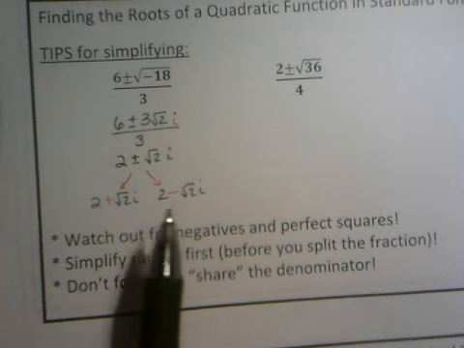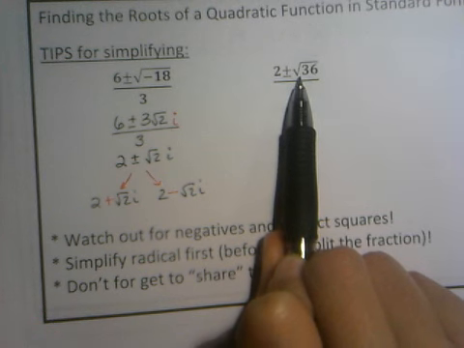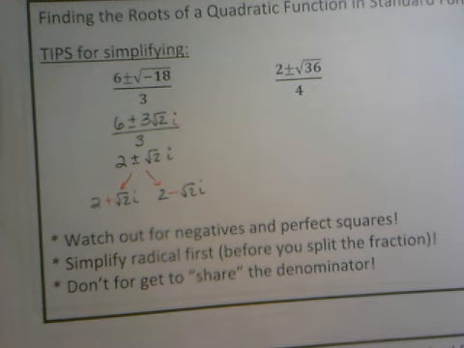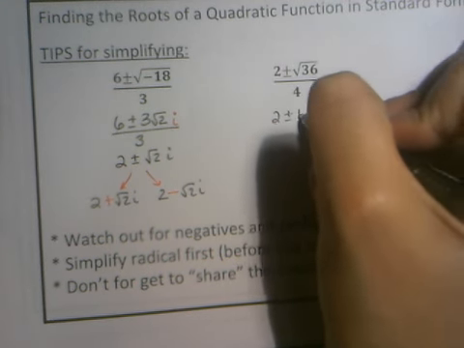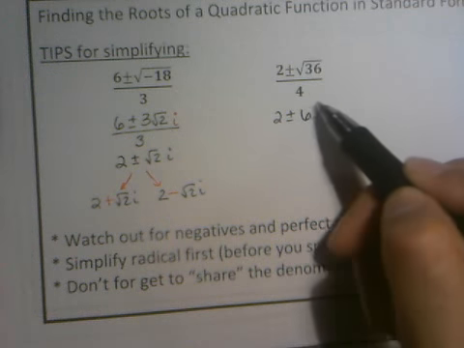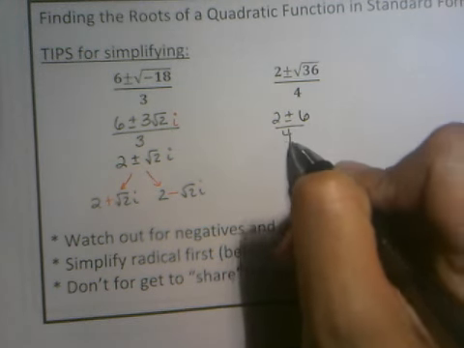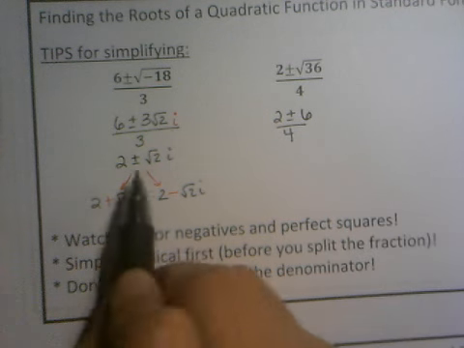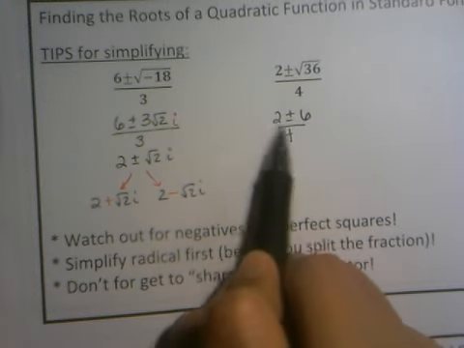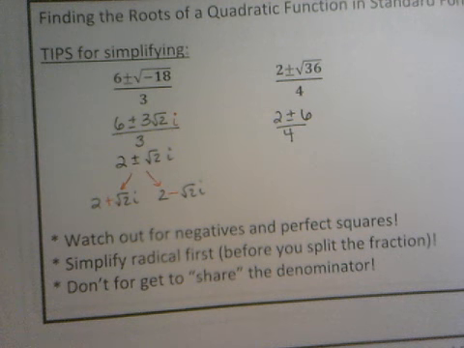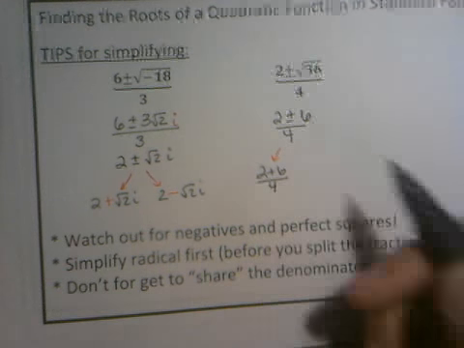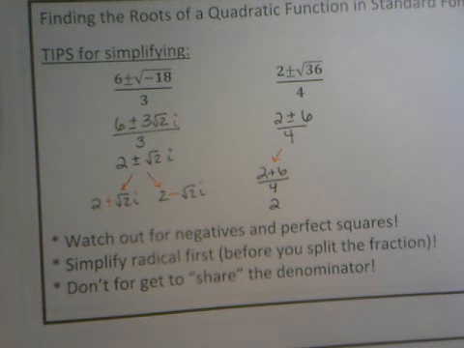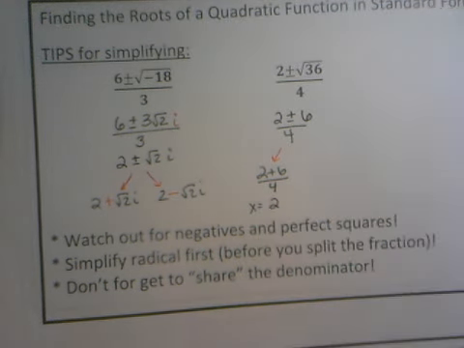The last kind of careful thing you need to be watching for is sometimes if you have a perfect square underneath the square root, it actually disappears altogether. So in this case, the square root of 36 is 6, and because it's a perfect square, there's no more radical symbol, which means that when I go forward, actually instead of splitting into two pieces, you should just go ahead and do those simplifications on the top. This is the same thing as 2 plus 6 over 4, and 2 plus 6 is 8, and 8 over 4 is just 2. So that gives you a normal looking answer of x equals 2.